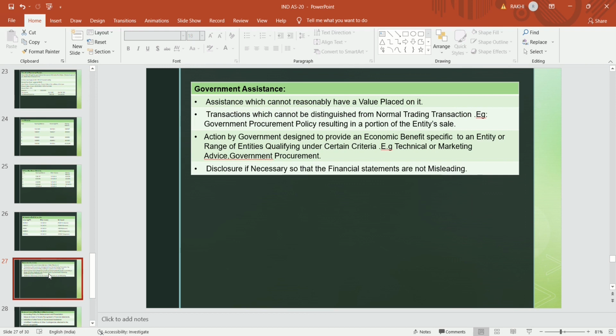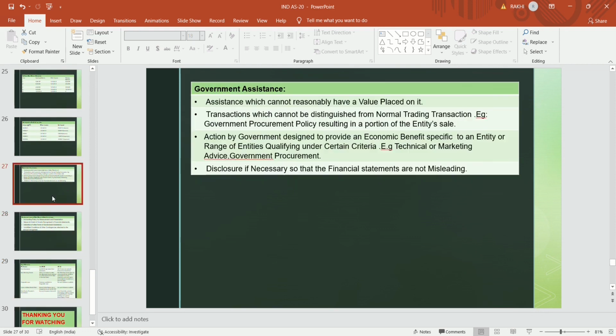Action by government designed to provide an economic benefit specifically to the entity or range of entities qualifying under certain conditions or criteria. For example, technical support or marketing advice or government procurement, any kind of advice given free of cost by the government for the improvement of the company. That kind of benefit is to be given. Disclosures if necessary so that the financial statements are not misleading. So only a disclosure requirement is there for government assistance. There is no monetary or accounting treatment for that.